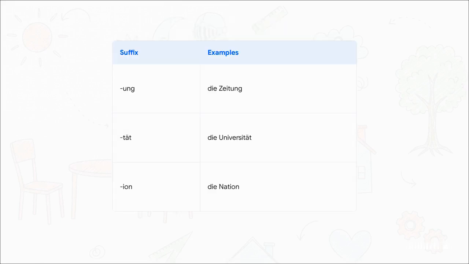So here's the golden rule. If you spot a word ending in -ung, -tät, or -ion, like die Zeitung, die Universität, or die Nation, you can bet with near absolute certainty that it is feminine. And what makes this an absolute game changer for English speakers is that a lot of those words ending in -tät or -ion are international words. Think about die Realität, die Region, die Situation.